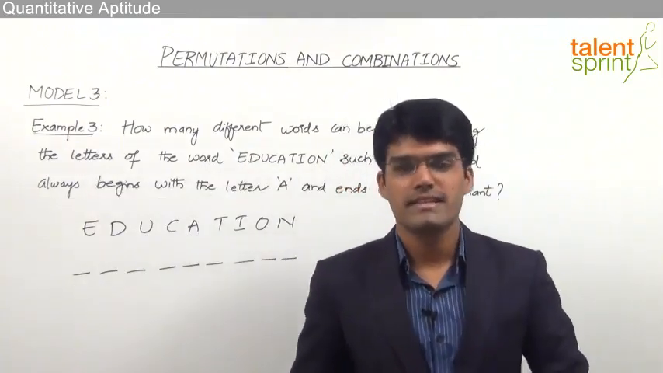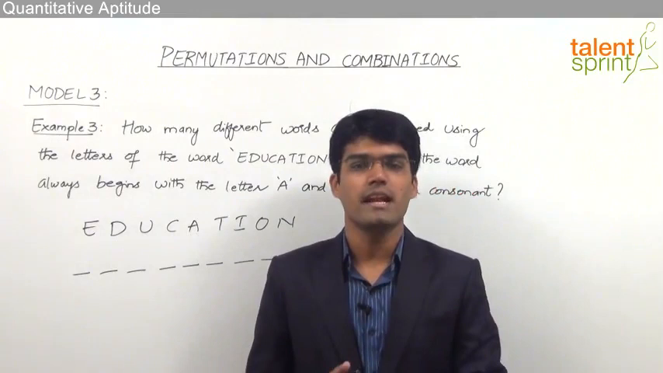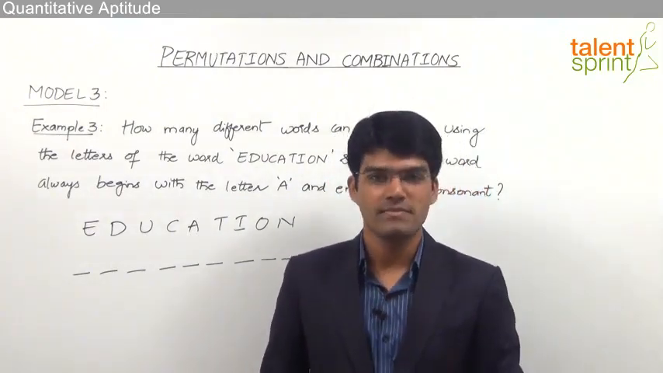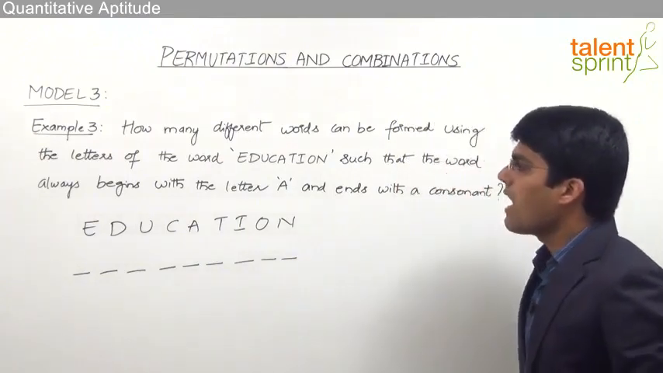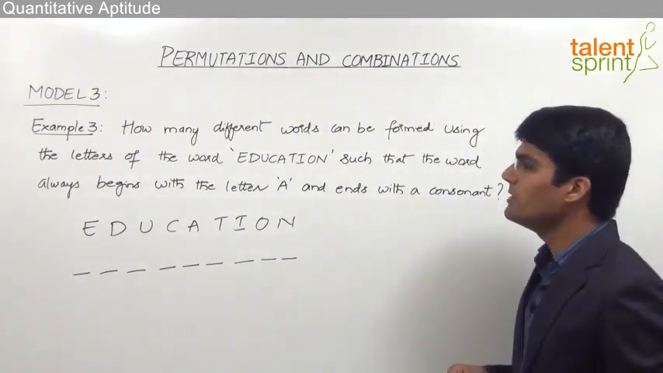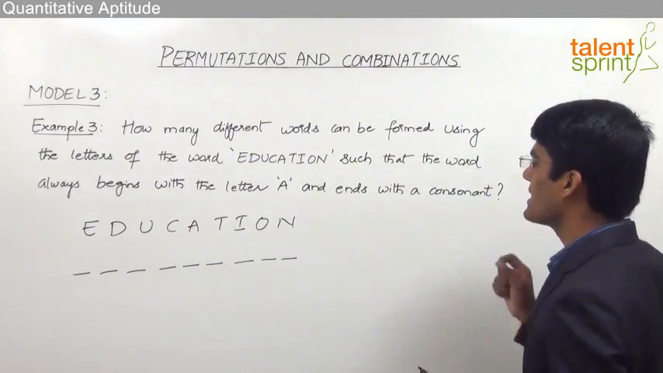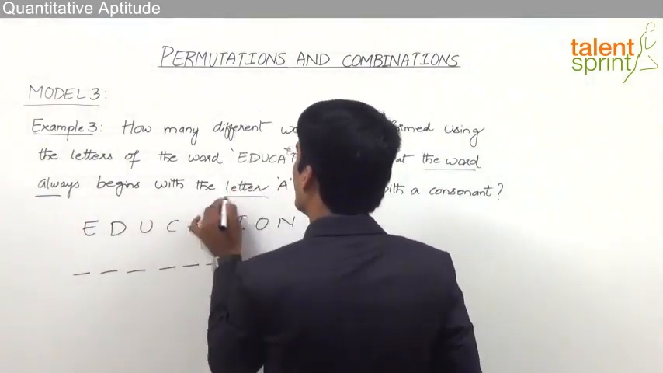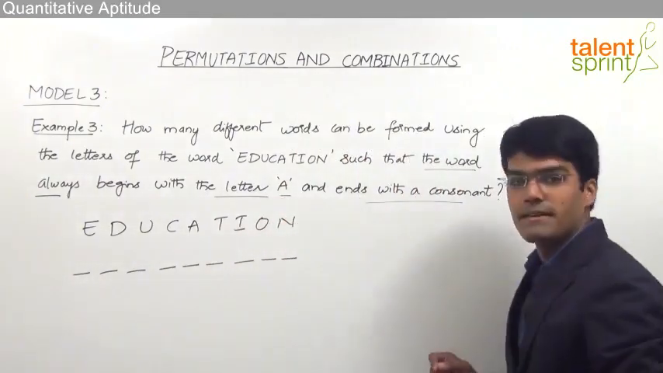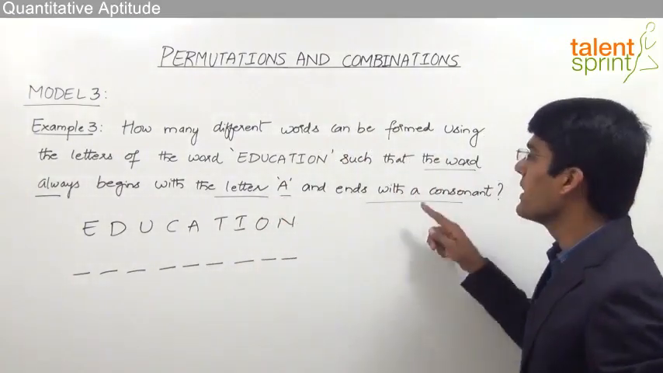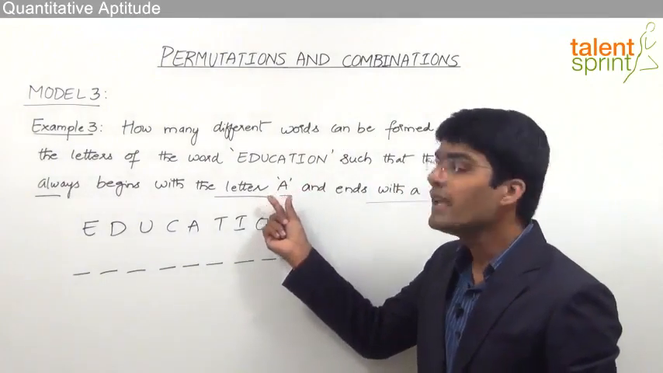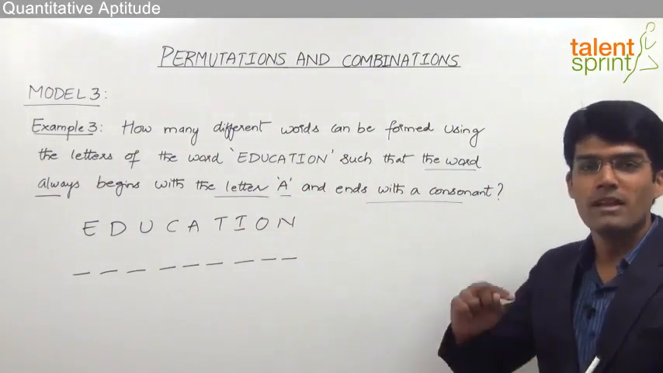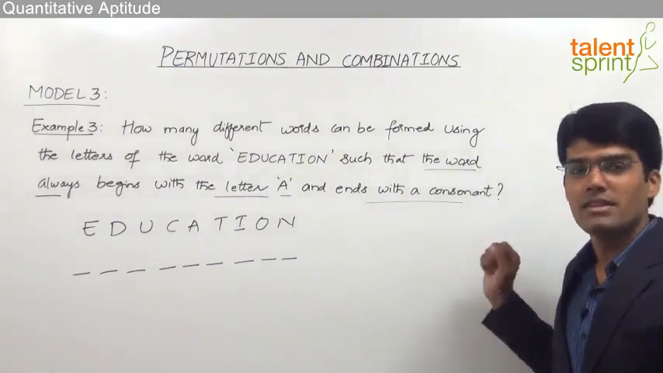Let us now take the third example from model 3, where we shall see a condition which is a combination of the conditions given in first 2 examples. Let's have a look at the question first. How many different words can be formed using the letters of the word EDUCATION such that the word always begins with the letter A and ends with a consonant. So here as you can see, there are two conditions. The word should begin with the letter A and it should always end with a consonant. So very clearly it is a combination of the condition in example 1 and the condition in example 2.